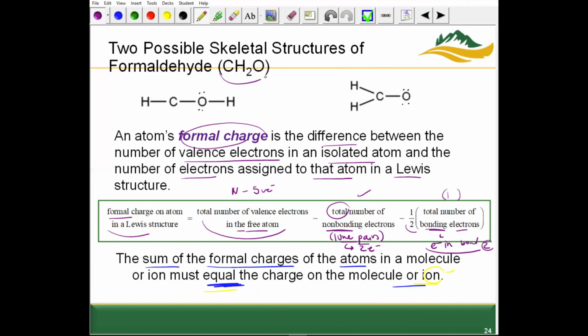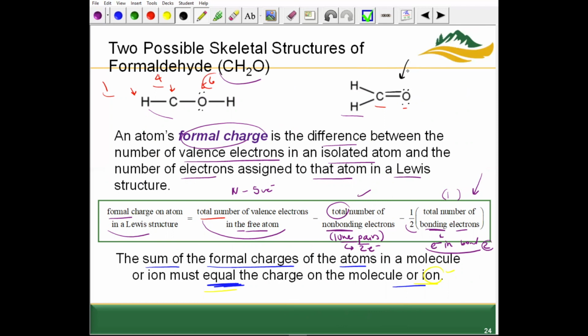So let's look at these two different structures of formaldehyde, or CH2O. Using the equation for formal charge, let's figure out which is the better of the two structures. The total number of valence electrons for hydrogen is 1. Carbon is 4. Oxygen is 6. So again, it's going to be important to be able to look at the periodic table and say how many valence electrons for each of the atoms. We're focused mostly on the s and p block atoms of the periodic table. And there's a double bond here as well in this structure.